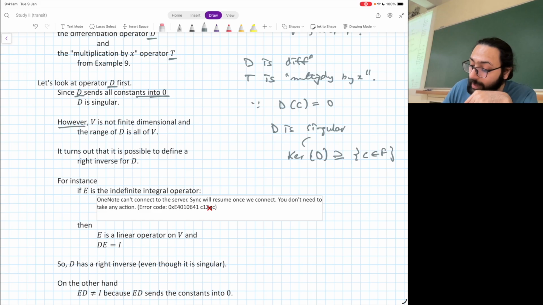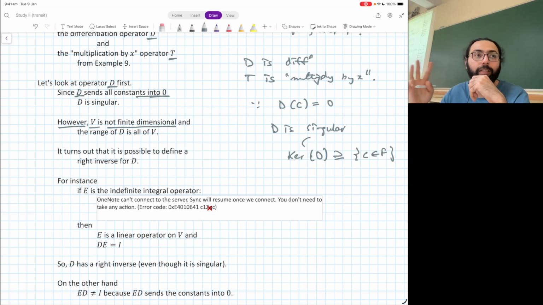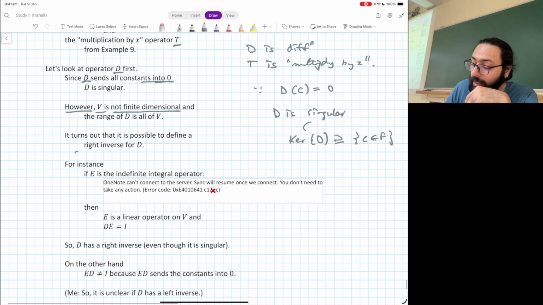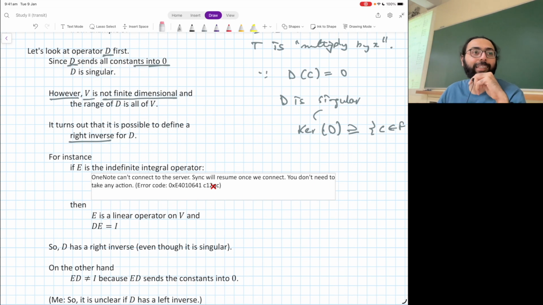However, V is not finite dimensional, right? Because now we are applying it on polynomials, and polynomials we had an example, that it's an infinite dimensional vector space. It's not a finite dimensional vector space. So even though the kernel is actually non-zero, so the map is singular, we would still be able to find a right inverse for this map. And that is a little bit surprising, given everything that we have.